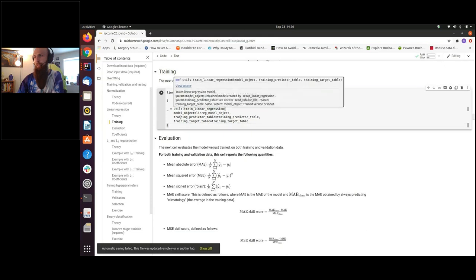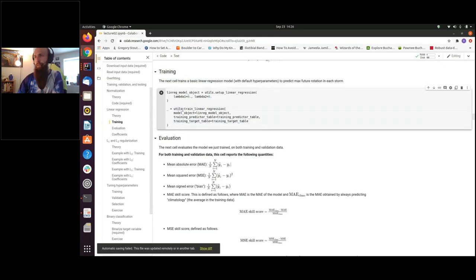A lot of the details are hidden in this utils.py file, but this is part of the GitHub repository. If you don't have a link to the GitHub repository, let me know and I'll send you that, because this is completely open source. So if you want to look inside utils.py and see what's inside this method called train linear regression, you can see it all. It's not meant to be a black box.